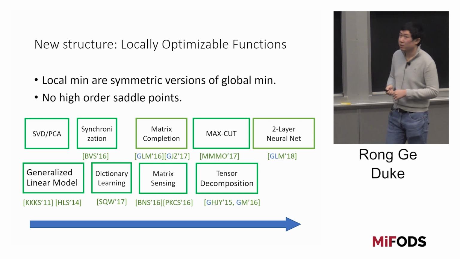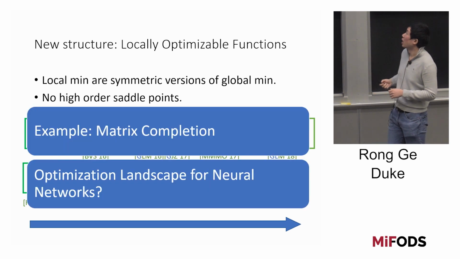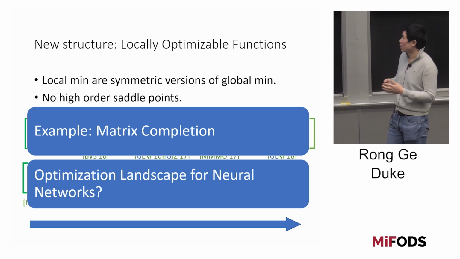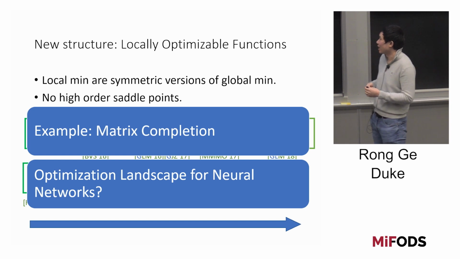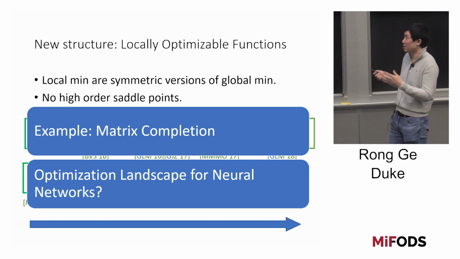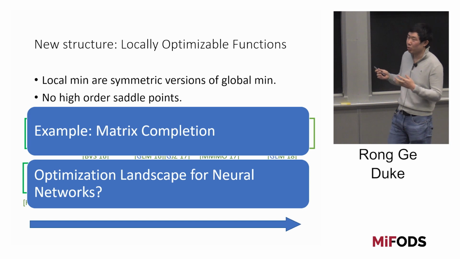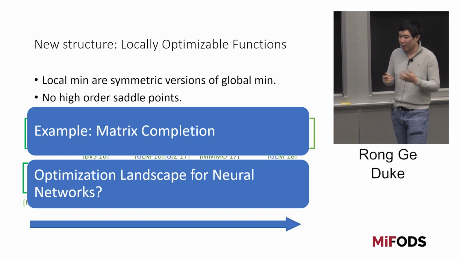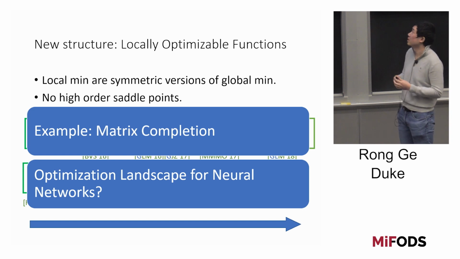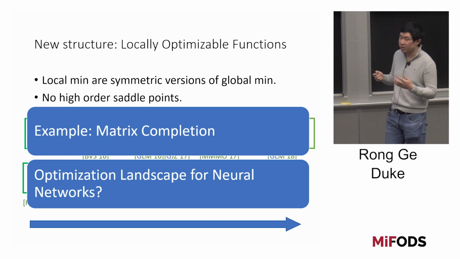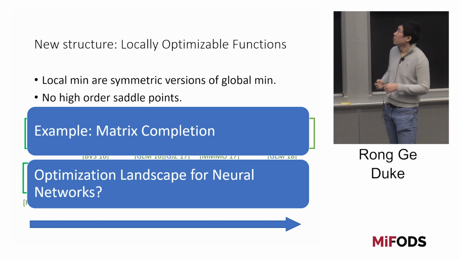So in the rest of this talk, this talk is actually structured very similar to Nati's talk, as in the first part, I'm going to talk about these simpler things that have nothing to do with neural networks. But in the end, I will talk about some attempts that different people have done for the optimization landscape for neural networks. So for these simpler functions, I will just give an example of matrix completion.